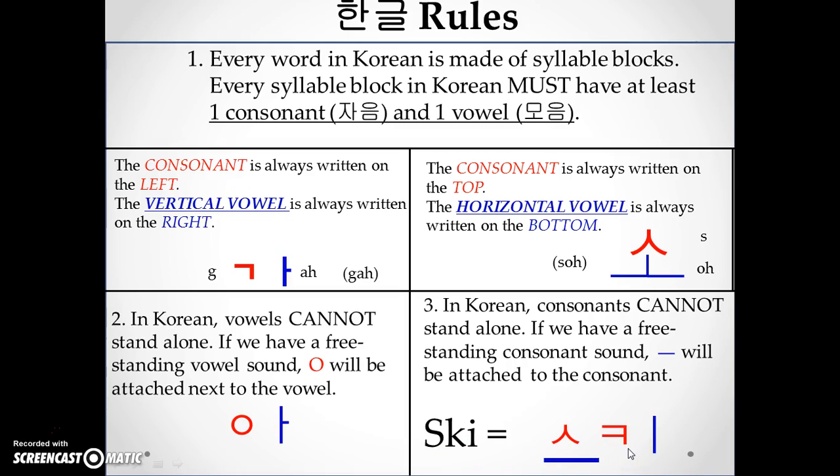I hope that made some sense for you, and I'll stop the tutorial right now. In the next one, I'm going to demonstrate the basic groups of the consonants and how to put them together and pronounce them. So that's going to be the next video.